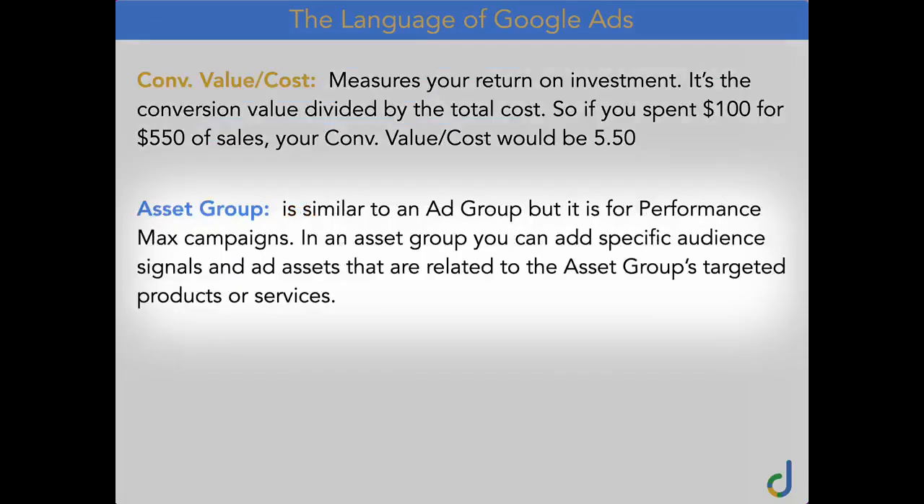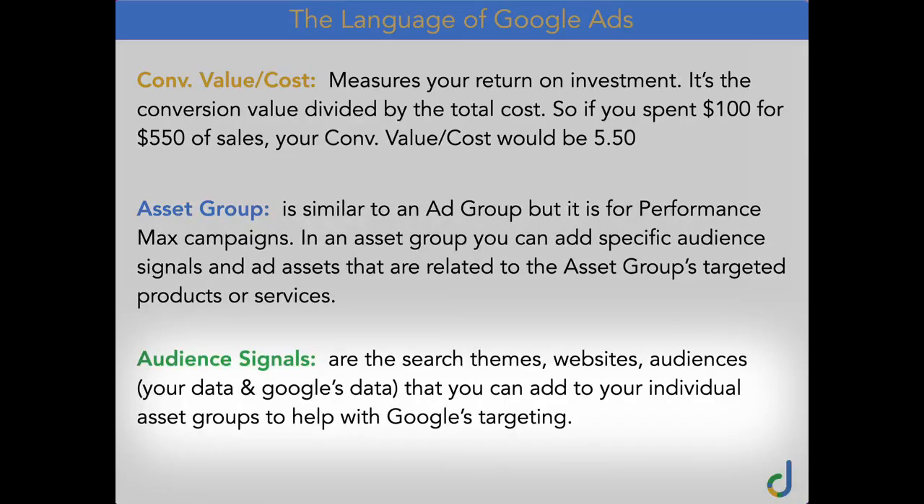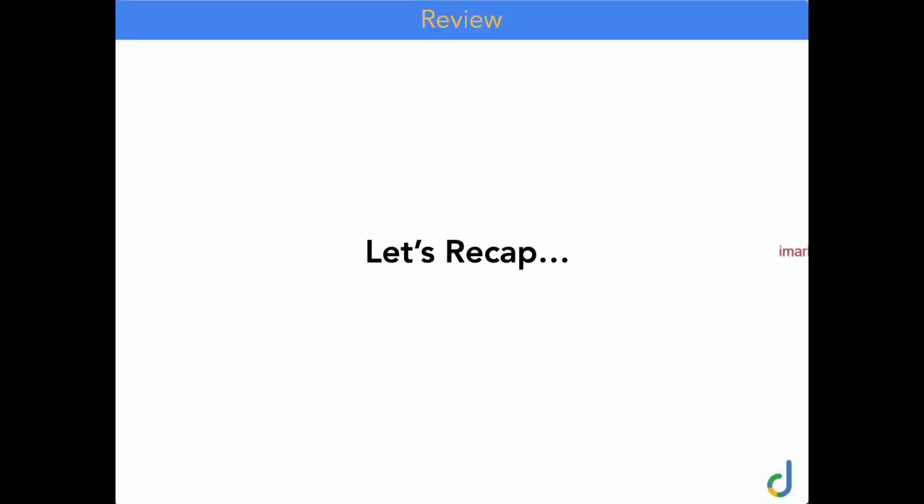An asset group. Now, an asset group is pretty much the same as an ad group, but it's for Performance Max campaigns. And if you have no idea what I'm talking about with the Performance Max campaign, don't worry, because we will be going through all of the different types of campaigns. But in an asset group, you can add specific audience signals, add assets that are related to the asset group's targeted products or services. Now, when we talk about audience signals, these are search themes around your websites, your audiences, that you can add to individual ad groups to help with Google's targeting. Once again, this part may be a bit murky, but I just want you to have an understanding that your asset groups and audience signals are metrics for Performance Max campaigns, which we'll be getting to later in this course.